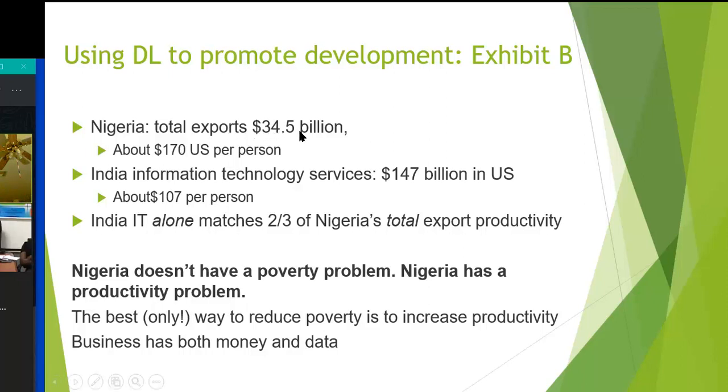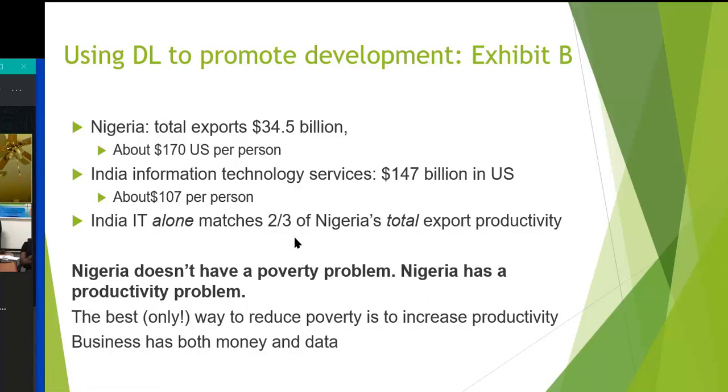Now, you could say that India is a much bigger country, but this comes out to $107 per person for information technology alone, which is 2/3 of Nigeria's total exports. So I would propose to you that Nigeria does not have a poverty problem. Nigeria has a productivity problem. So increasing your productivity, increasing your exports, and exports can include IT knowledge. IT knowledge includes the ability to use machine learning to solve problems in the rest of the world.